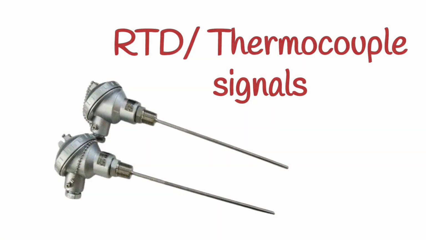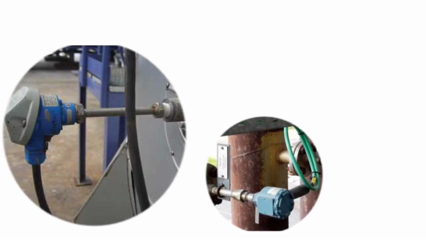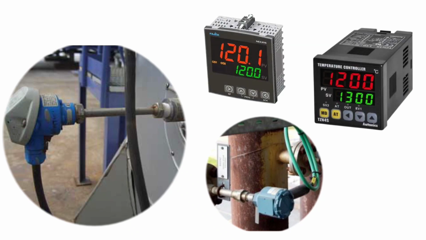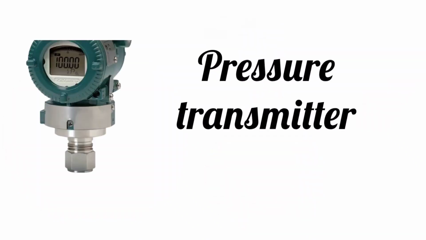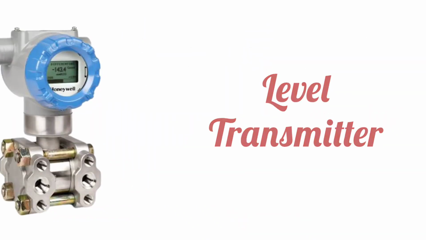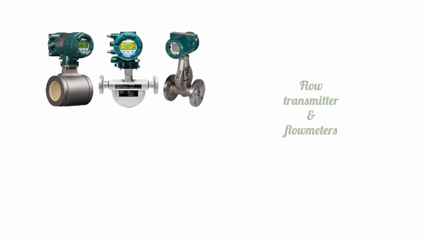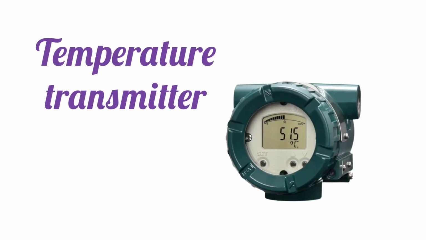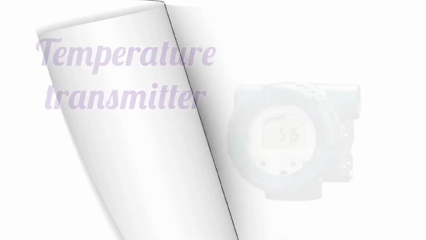RTD, thermocouple signal. RTD, thermocouples will show different readings according to temperature. Their readings will vary in a range: pressure, level, pH, flow, humidity, temperature. All these transmitter signals are analog input signals.